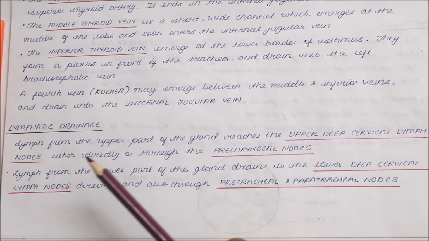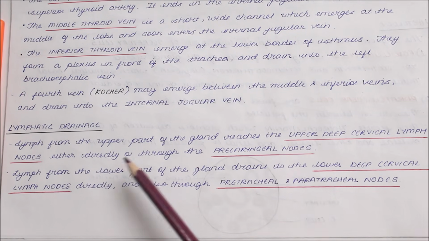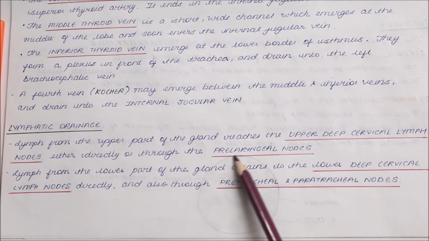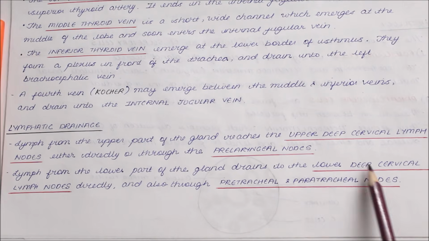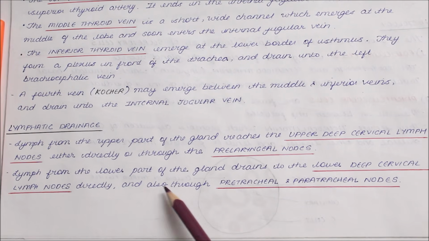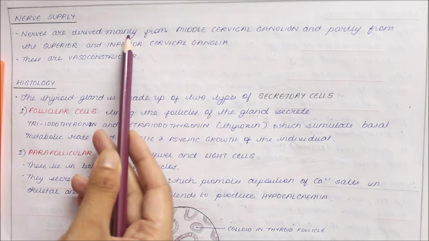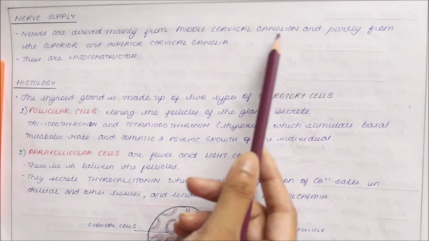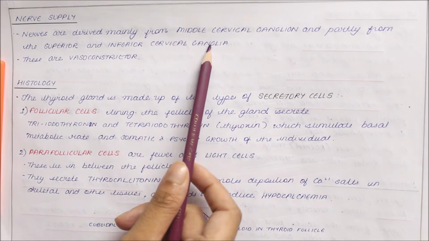Concising the important points, lymph from the upper part of the gland reaches the upper deep cervical lymph nodes either directly or through the pre-laryngeal nodes, and lymph from the lower part of the gland drains into the lower deep cervical lymph nodes directly and also through the pretracheal and paratracheal nodes. Moving on to the nerve supply, the nerves are derived mainly from the middle cervical ganglion and partly from the superior and inferior cervical ganglia.